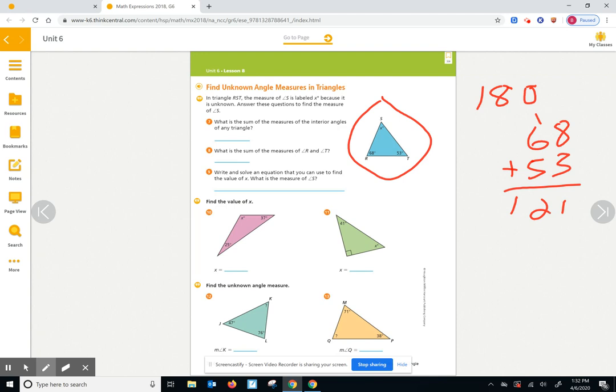So how I'm going to find that is I'm going to take 180 and subtract the known angles that I have of 121. So as I go through this process of my subtraction piece, I should now know that angle S will have a measurement of 59 degrees. And again, to check my answer, I can take 68 plus 53 plus 59 and make sure it equals 180.